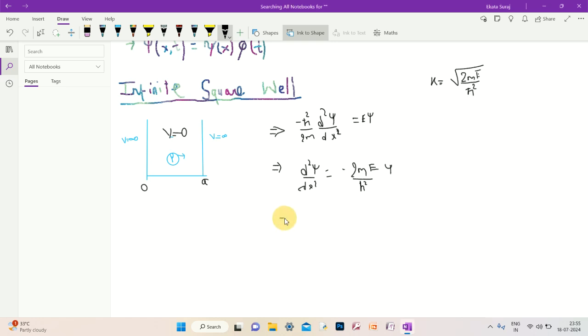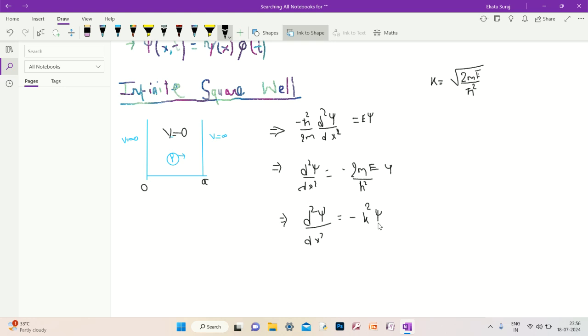So we can write this as d square psi divided by dx square is equal to the negative of this particular constant square times psi. So this is that case. Now we have to solve this differential equation. We are not going to solve it here because it might be very deep and can take a lot of time. So I'm going to just write the solution of this Schrodinger equation.